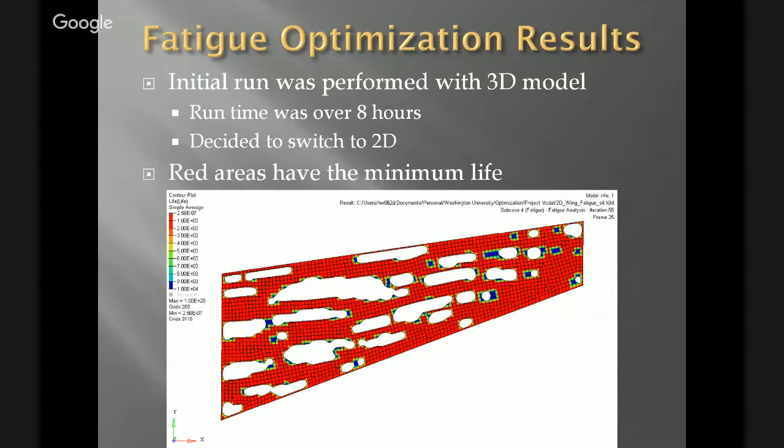manageable. The red areas here in the figure are what have the minimum life of 1,000 cycles, which, you can see, is pretty much the entire wing. But you can see a semblance of spars and ribs, so it does kind of look like a wing. But a lot of additional work needs to be done.